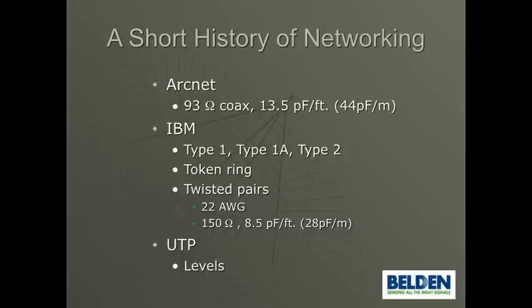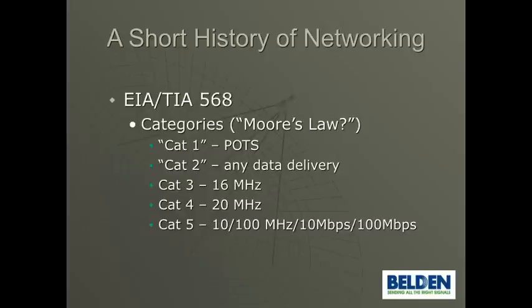Now, this idea really hit on this committee, which was just formed at the time. The Electronic Industry Association, the Telecommunication Industry Association, and 568 is the number of the committee. And so they were given the job, hey, let's do this twisted pair for data thing. Let's create some standards. Now, we can't use the word levels because they already took levels for Anixter. Let's call it categories. And that's what they came out with: categories.